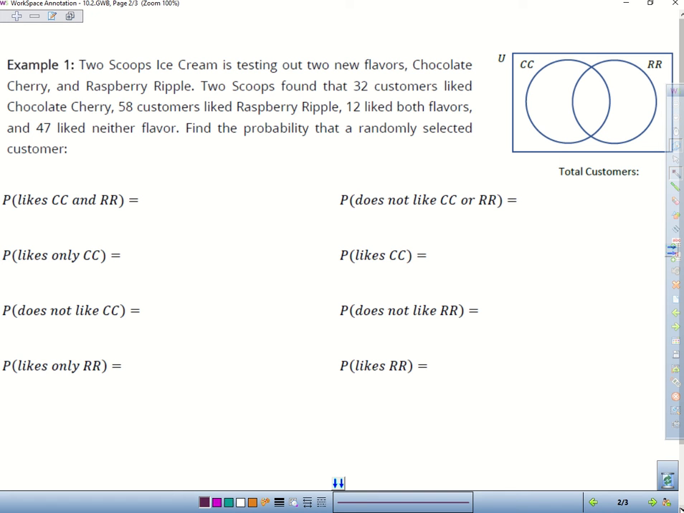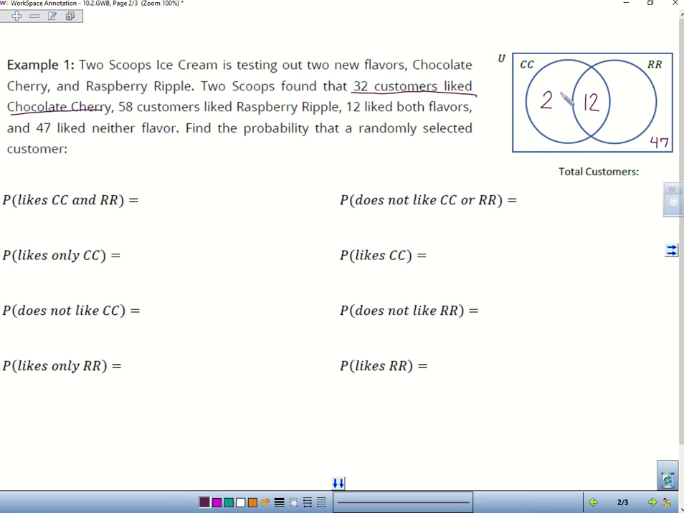So you always want to work inside out based on the data given to you, typically. So how many people liked both flavors? 12. Good. And how many people liked neither of the flavors? 47. So that's going to go outside of the circles. Now, we know that 32 people liked chocolate cherry, but how many people are already in the chocolate cherry circle? 12, so we need to do 32 minus 12.